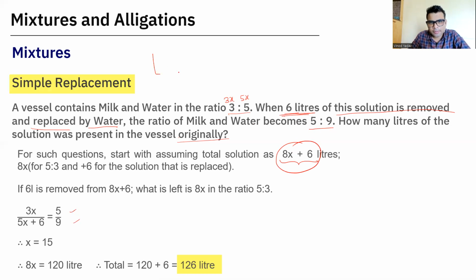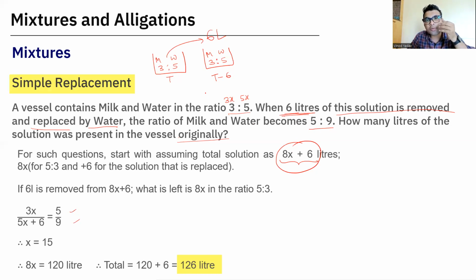Just check. Can I say originally the ratio was 3:5? Suppose the total quantity was T. From this you removed 6 liters. So the total will reduce by 6 liters. Understand one thing that will not change. What? The ratio will not be disturbed. So whatever is remaining in the vessel now, the ratio will remain the same.